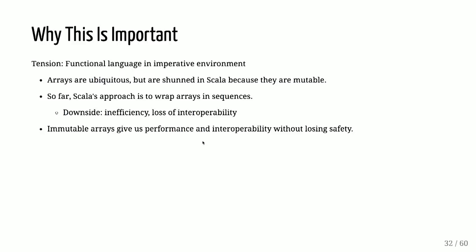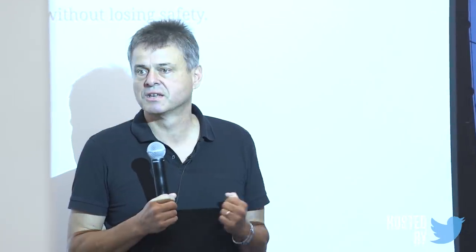So we shun them, and we want to have higher level operations like immutable sequences, and maybe sometimes they map to arrays. In the end, everything maps to arrays, but there are layers and layers on top of them. That's a problem because it introduces a performance overhead. These things are not as fast as they could be. And it's also a problem because you can't interoperate with Java very well, because Java uses arrays for these things. So with immutable arrays, we break the tension and say, no, actually, we can embrace arrays.